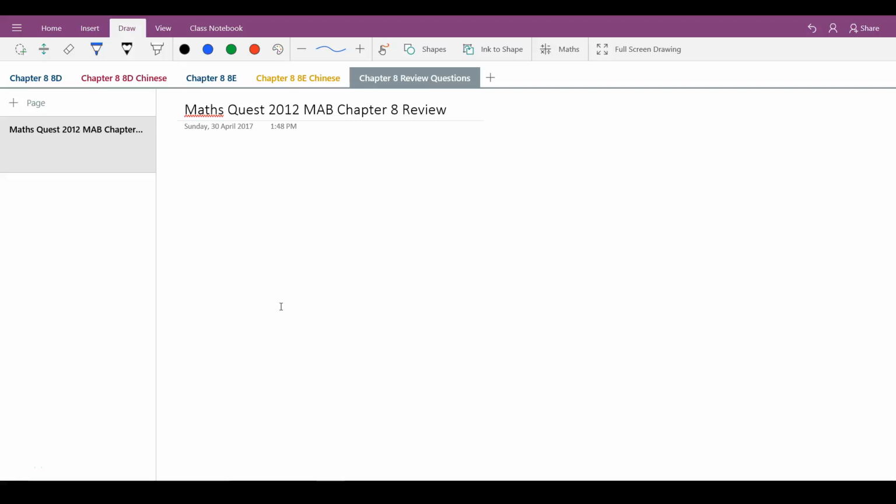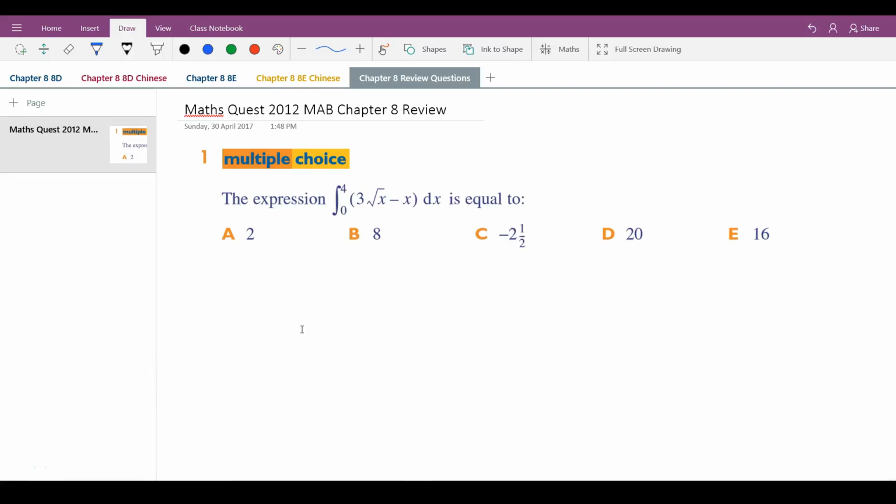We're doing Math Quest 2012 Math B Chapter 8 review questions today. Alright, so let's start with question 1. It should be quite an easy one as I see. Just a warm-up. Alright, we've got a simple multiple choice here.